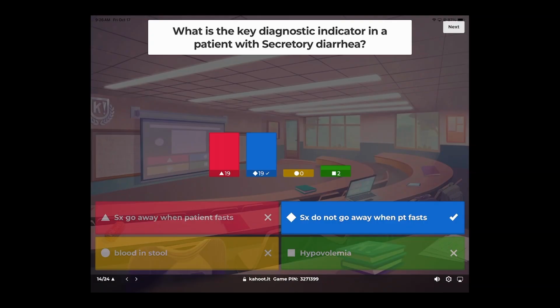What is an example of a secretory diarrhea? Cholera. Something is an infectious source. Something is turning on the pumps to keep the water flowing, so you constantly have diarrhea. So symptoms do not go away when the patient fasts because they have a secretory. Something is telling the intestinal lumen, the wall, to keep pumping water in there, causing this diarrhea to happen. You have to treat the underlying source with a secretory diarrhea.